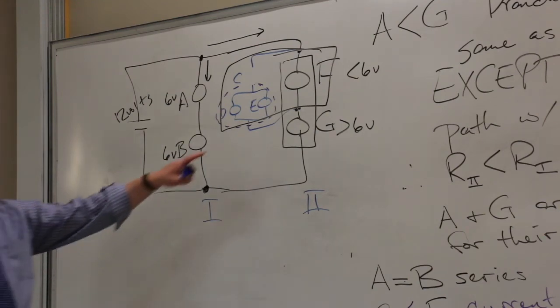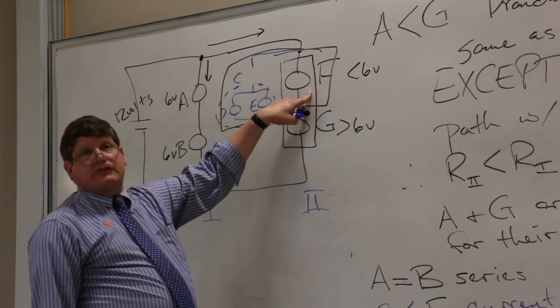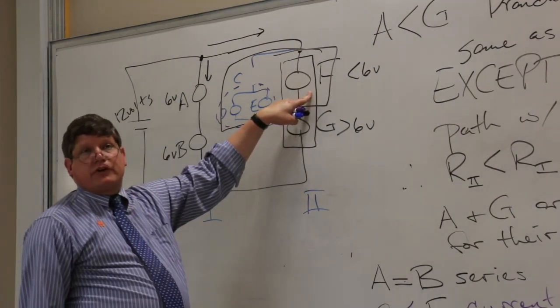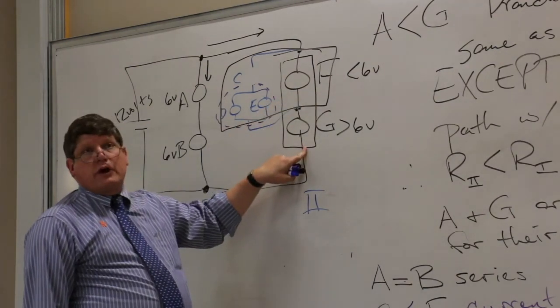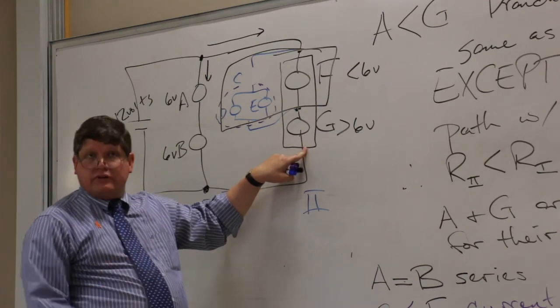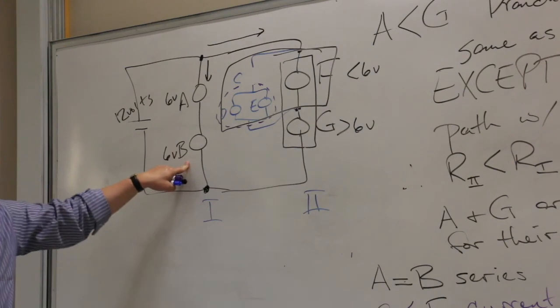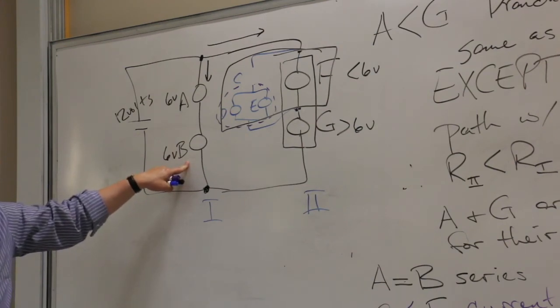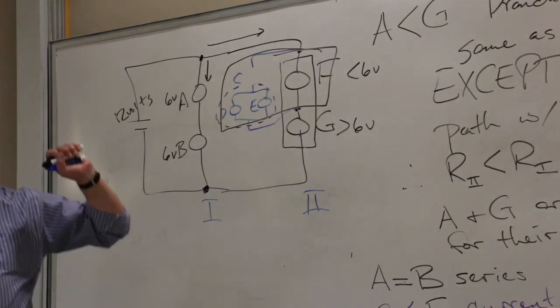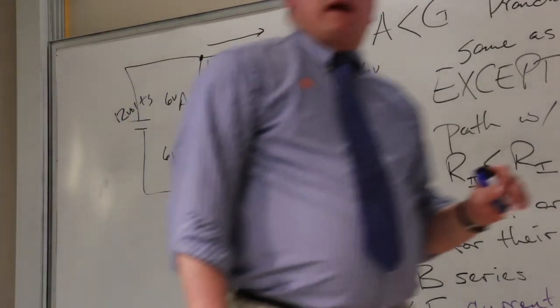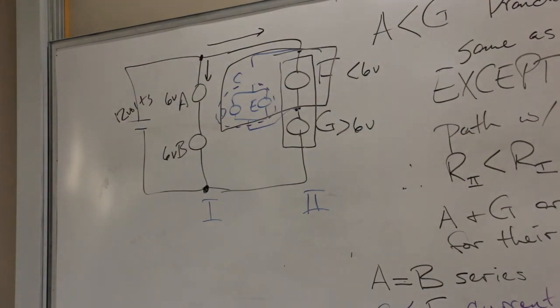And now, F is going to change from less than 6 volts to 6 volts. It's going to get brighter. G is going to change from greater than 6 volts to 6 volts. It's going to get dimmer. And B is going to stay 6 volts. It will stay the same. Okay? Check that your neighbor's on the bus with this. We also have a solution at the D2L site.